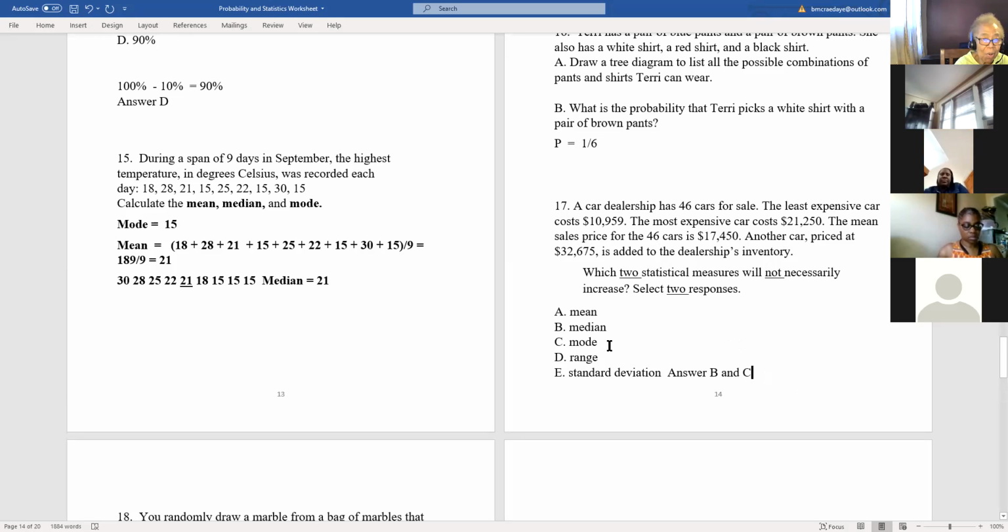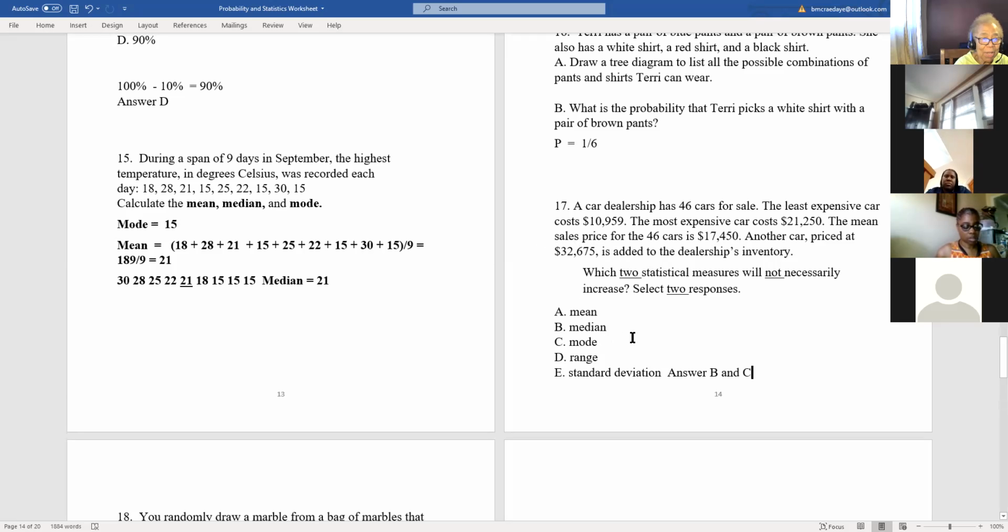Well, the mode, now notice this car price is not a price of any other car in there. So the mode's not going to change. It's not going to make this number appear twice. It's only there once. So the mode's not going to increase.